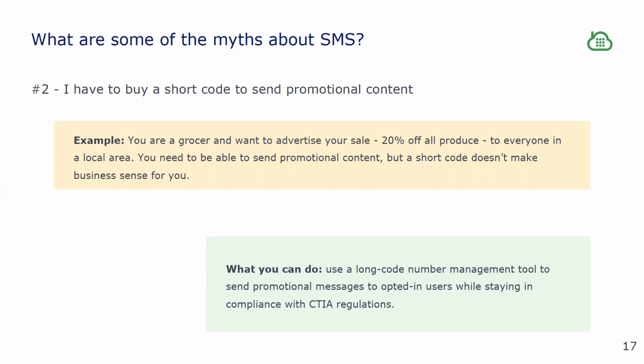Providers like Plivo will typically offer a long code number management tool. What this does is it lets you purchase long code numbers in bulk and use them in a CTIA approved way to get your promotional content out. Obviously, that's only going to work well with opted-in users that don't generate carrier complaints, but it is a way to bypass the necessity of procuring a short code in certain use cases.